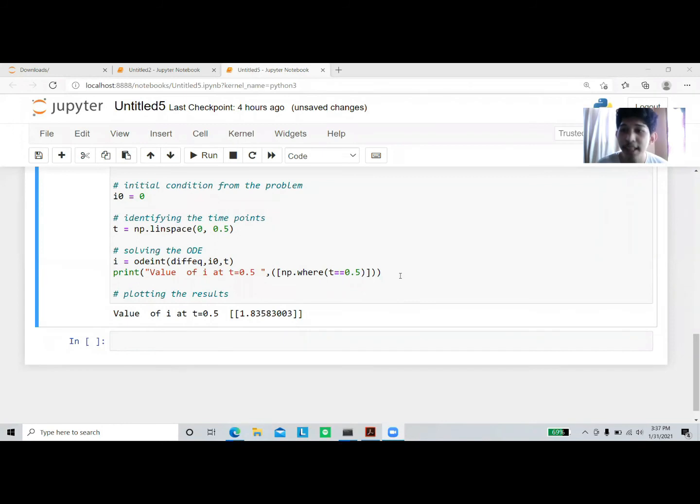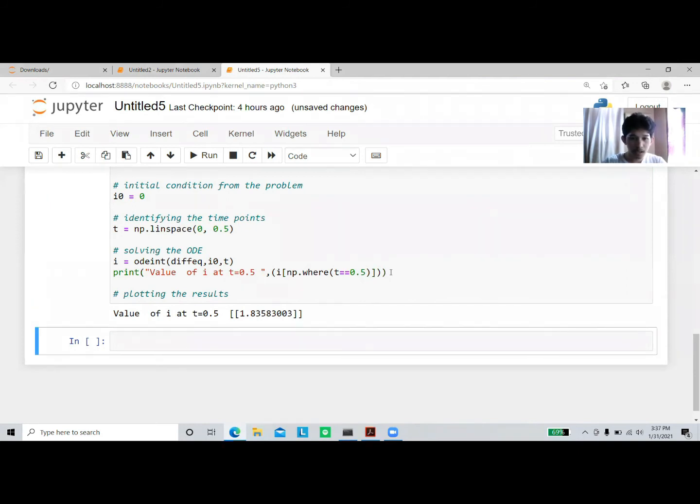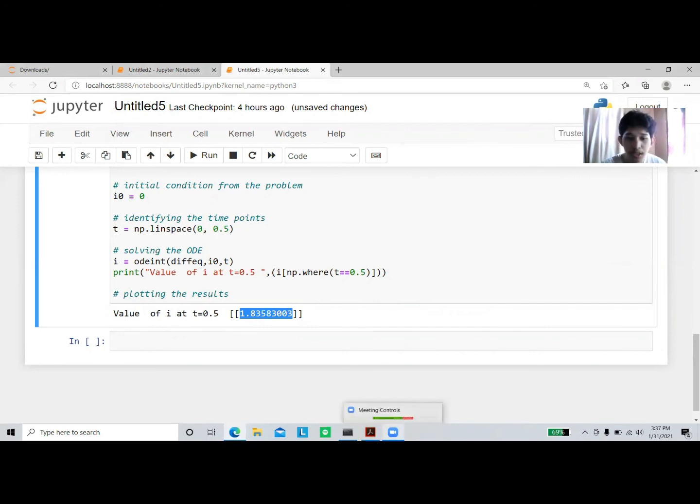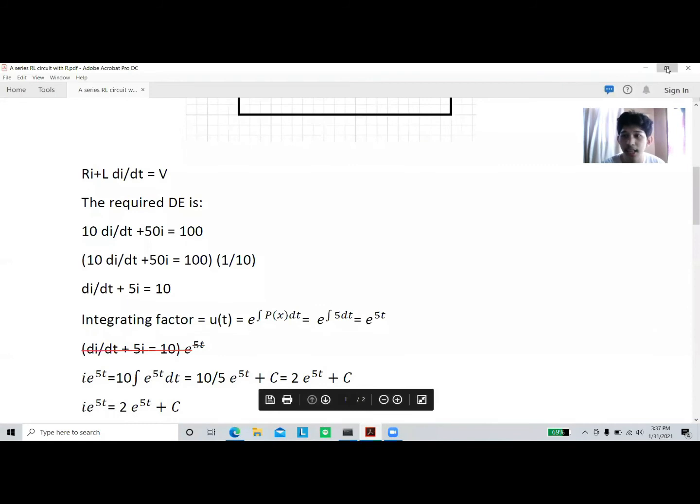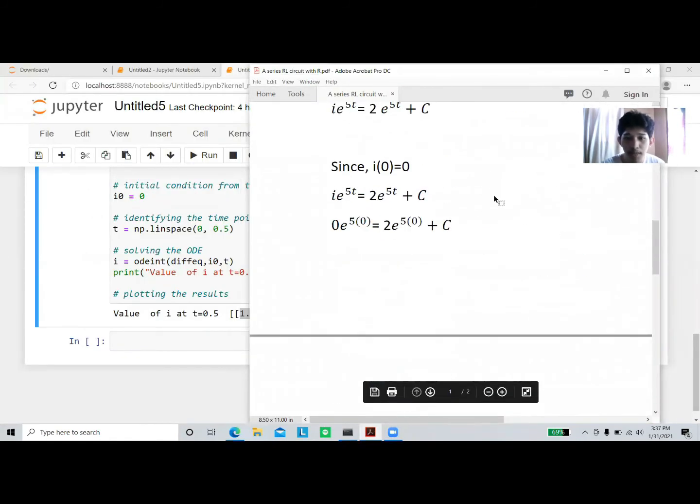So I am now able to identify the error that we made here. I omitted the I before the opening of the square bracket, so we need to add I here. So let's see. It is now able to yield the correct answer, which is 1.83583. This is the same as what we did earlier in the manual calculation.